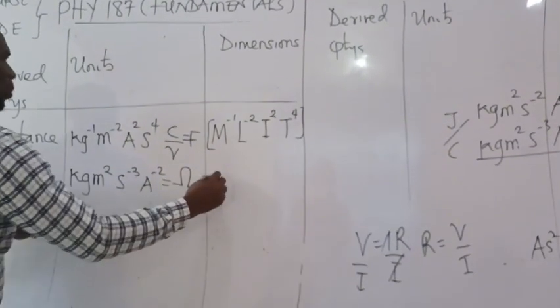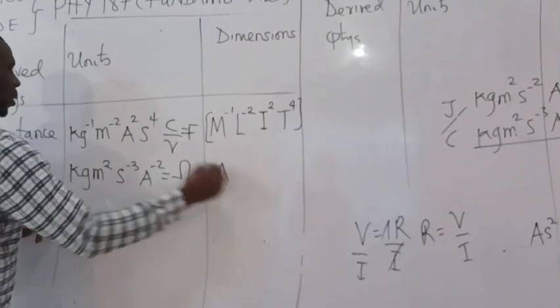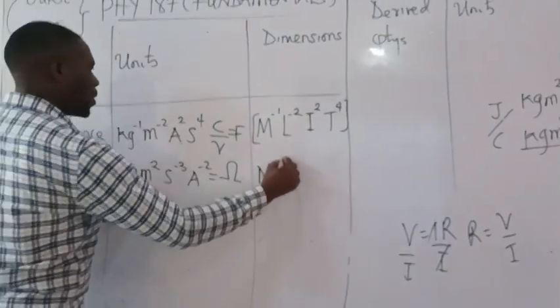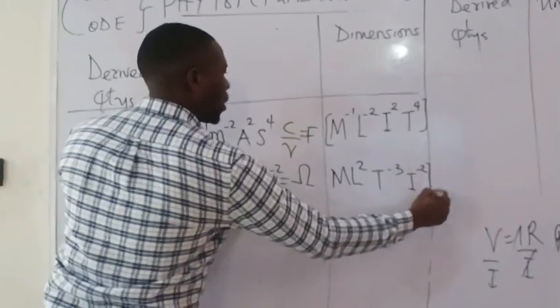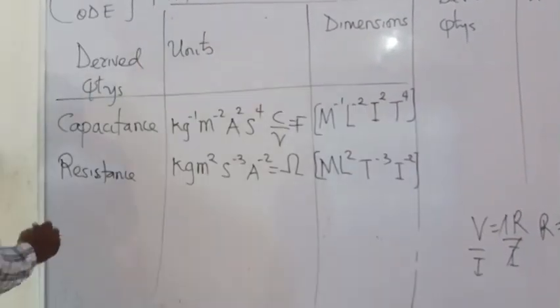Alright, now the dimension would be M for mass. Then we have L raised to power 2, T raised to power minus 3. Then we have I raised to power minus 2.